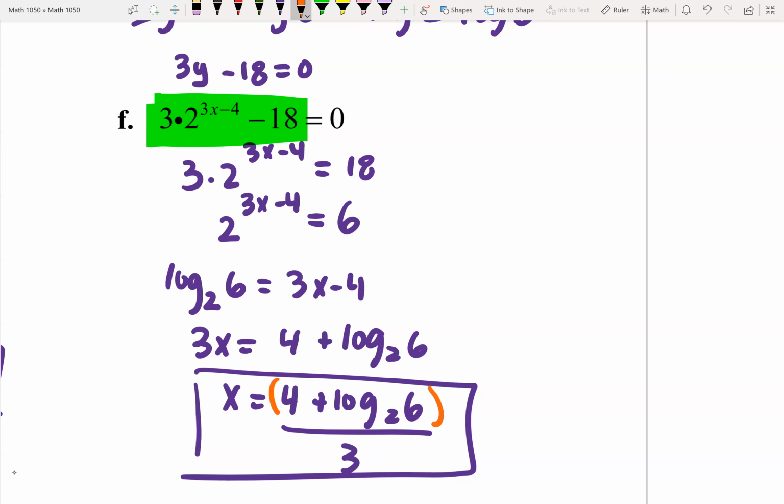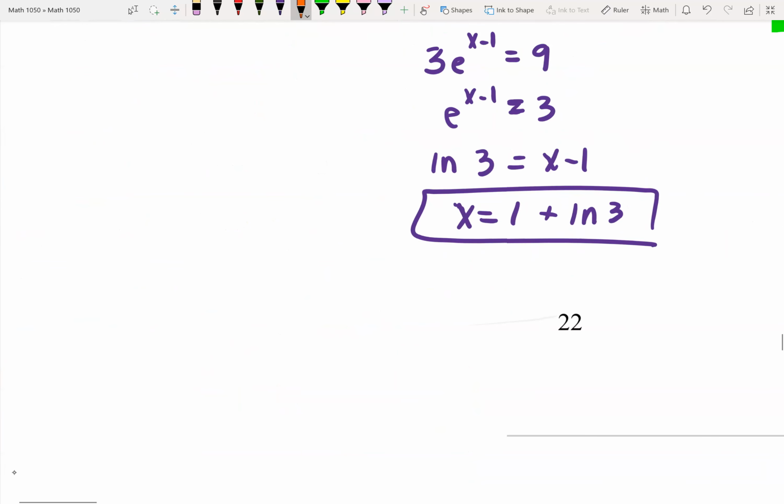Now let's go into that green. Everybody go 3 times 2, raise it to the parenthesis, 3, x, enter, minus 4, close your parenthesis, minus 18, hit enter. I just checked my answer. I know you know how to check. That one was just a little complicated, so I wanted to do that together.